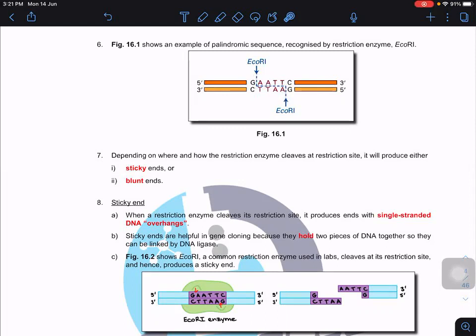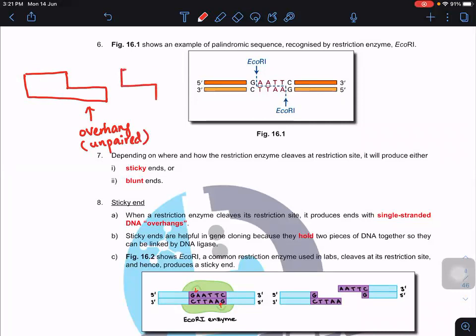So when it cleaves it, just now I said that it forms something like this, correct or not? And this we call an overhang. It means unpaired. Correct or not? Okay, they cleave. So this kind of end we call a sticky end. I will explain why we call it a sticky end. Can you see that? Sticky end. So they have this unpaired nucleotide sequence there. Are you clear? Or we call it an overhang.